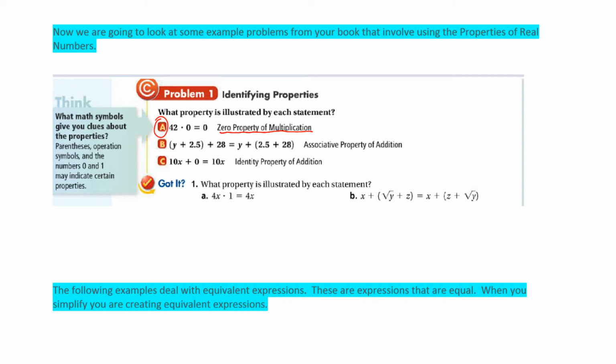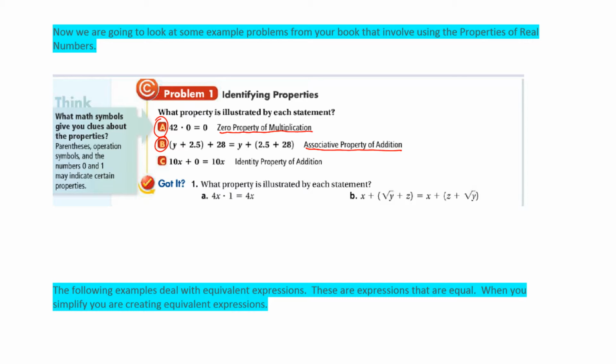If I look at example B, I have y plus 2.5 plus 2.8 equals y plus the quantity 2.5 plus 2.8. I changed my grouping. So I have the associative property of addition.